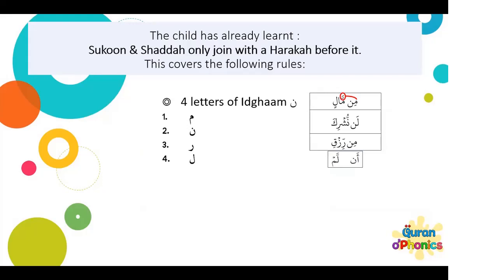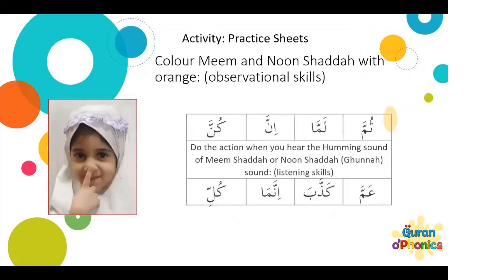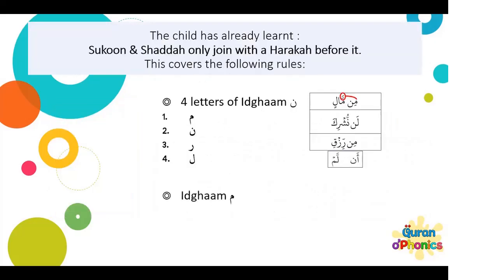So this saves us a lot of effort. We don't need to teach them these rules separately. We don't teach this rule of yarmalun because all these alphabets of idgham behave in a different way. We just teach them the rule of mim shadda, noon shadda, and then this is covered. Again, another rule we can skip with this rule of shadda and sukoon only join with a haraka before it. In fact, we only need shadda. Shadda only joins with a haraka before it.